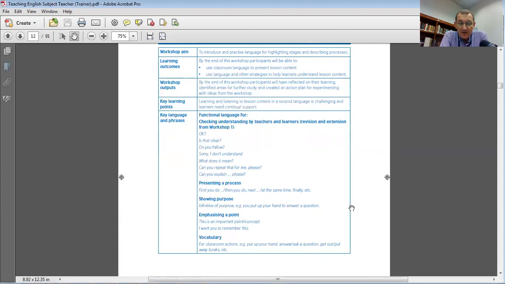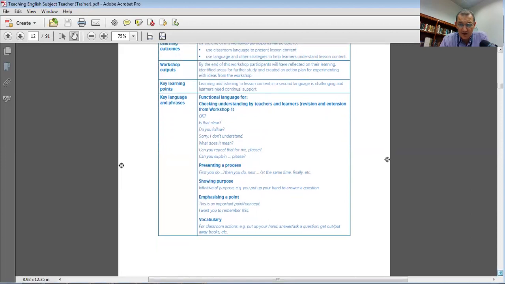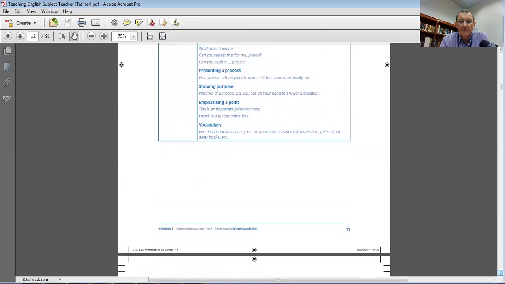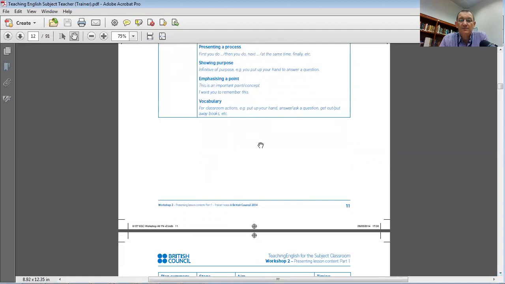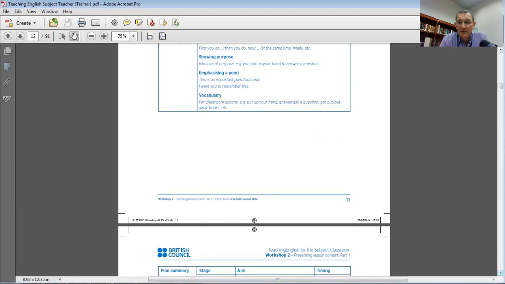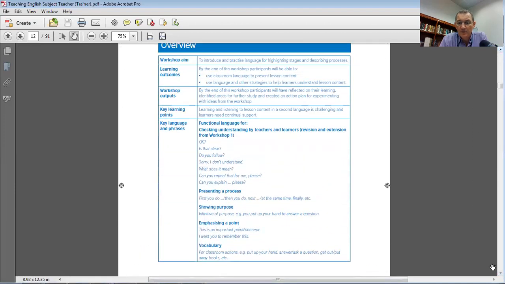Emphasizing a point. So the teacher at various stages of their lesson might want the students to remember something, to draw attention to something. So they need to say, this is an important point. I want you to remember this. And then vocabulary. So these are general classroom verbs, classroom actions. Put up your hand, answer or ask a question, get out your books, put away your books, etc.